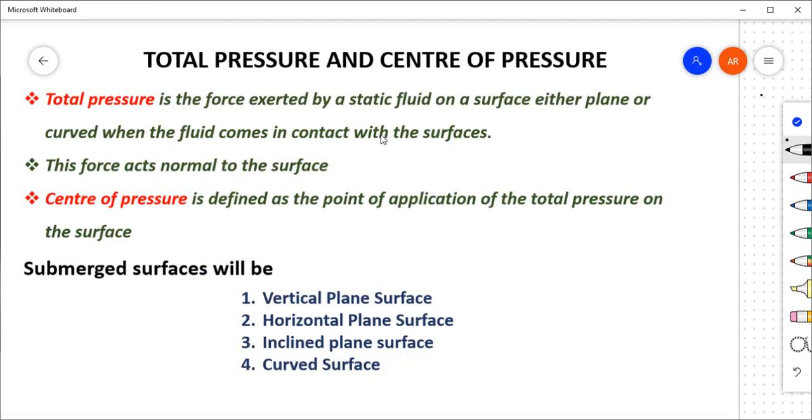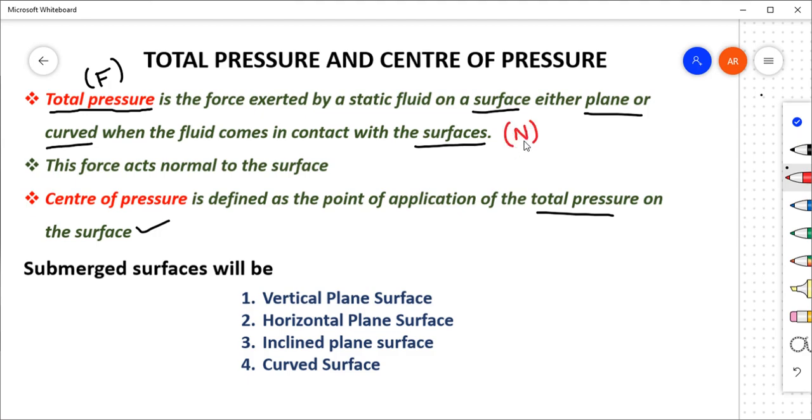Now we will define hydrostatic pressure force and center of pressure. Hydrostatic pressure force is also known as total pressure. This is hydrostatic pressure force. It is a force exerted by a static fluid on a surface, and the surface can be either plane or a curved one when the fluid comes in contact with the surfaces. And please note that this force will always act normal to the surface. Whereas center of pressure is defined as the point of application of this total pressure force on the surface. And please note that the unit of total pressure or hydrostatic pressure force will be Newton.